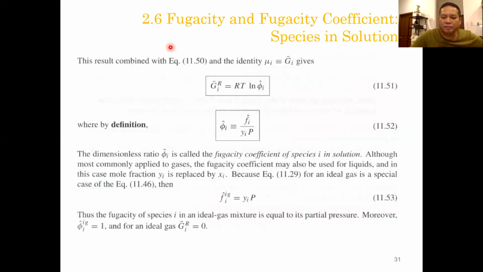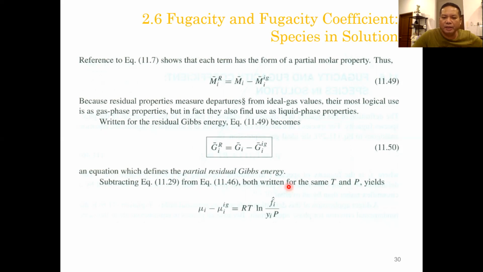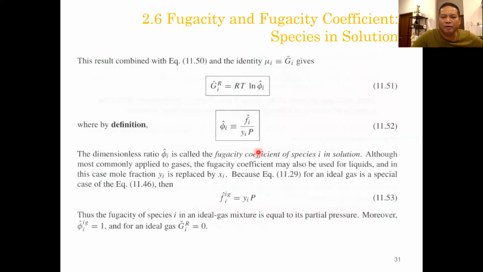And then the result from the one here, combined with that, we found that the residual Gibbs energy is this. And this is the phi with a cap. In a solution, we call it the viscosity coefficient of species i in solution. Although it's most commonly applied to gases, the viscosity coefficient may also be used for liquids, but for liquids, we have a cap here for solutions.